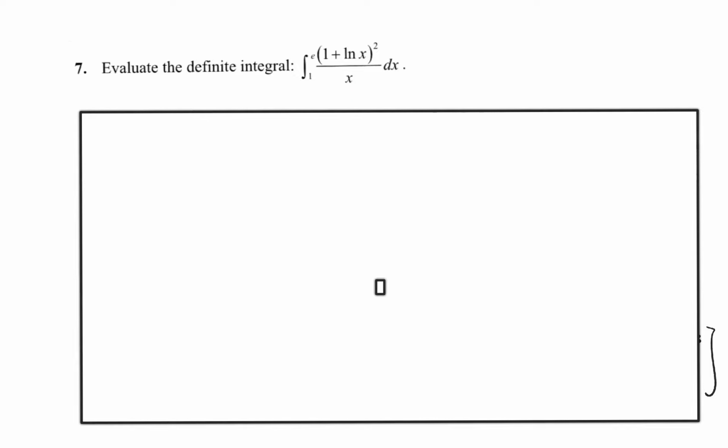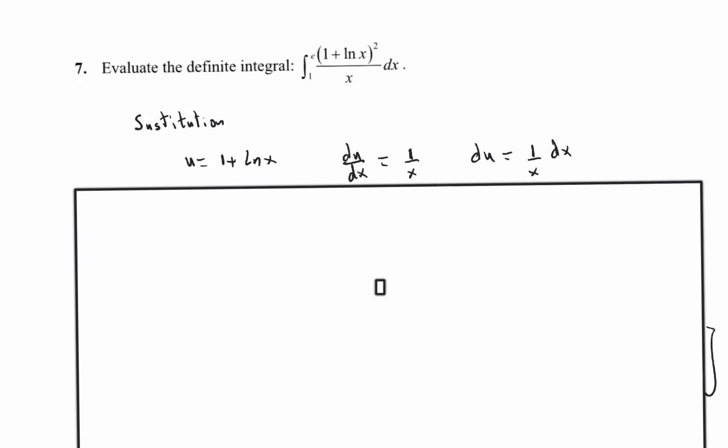So let's do it. We use substitution. We name u as 1 plus log of x. So du dx is 1 divided by x, so du is 1 divided by x times dx. So here is du, and here is u squared. So the integral will be the integral of u squared du. Oh, sorry.